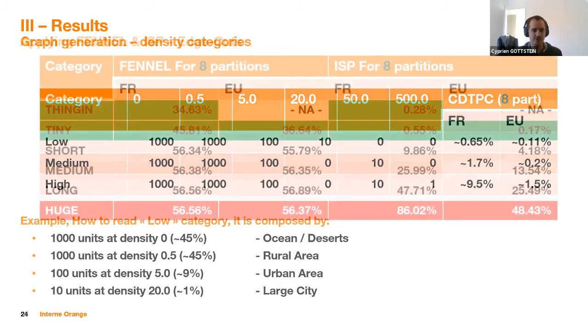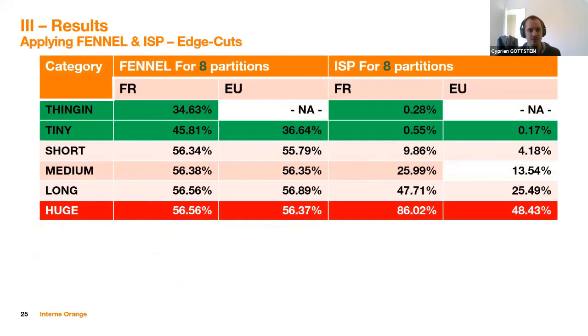Now we compare the results of ISP against FENNEL. We also did the same against LDG, which is another streaming-based graph partitioning strategy, but the results are either similar or worse than FENNEL, so I didn't show them here. There are several things to see here. First is that we have our inflection point where indeed it becomes better to use FENNEL rather than ISP, with the huge category, as the number of edge cuts reaches more than 86%.